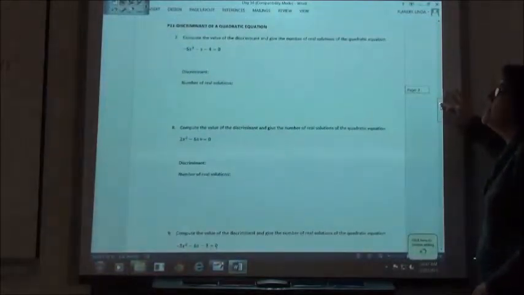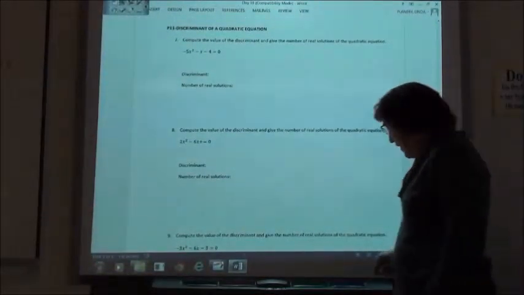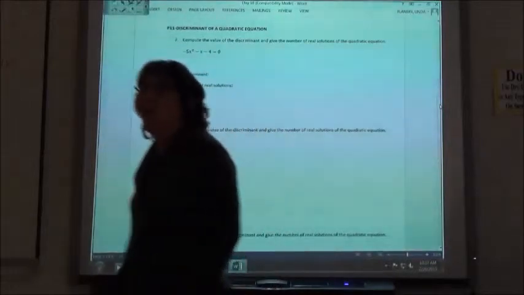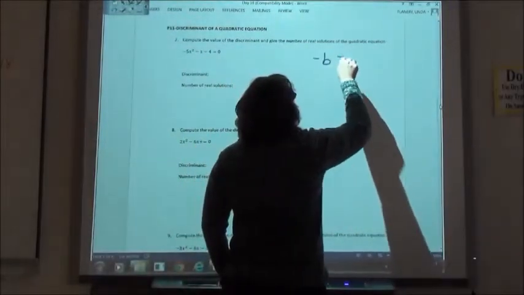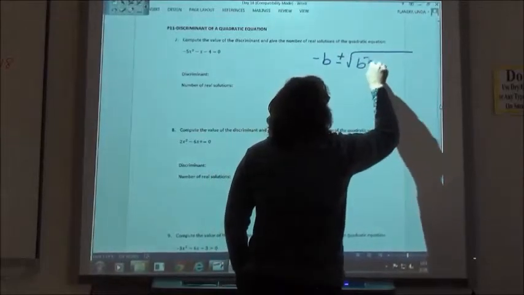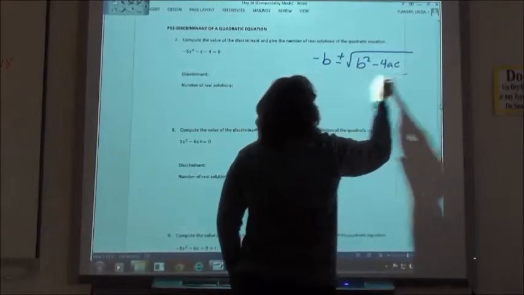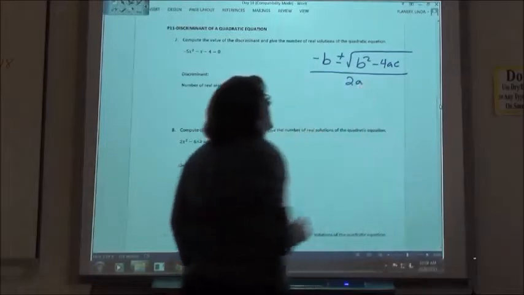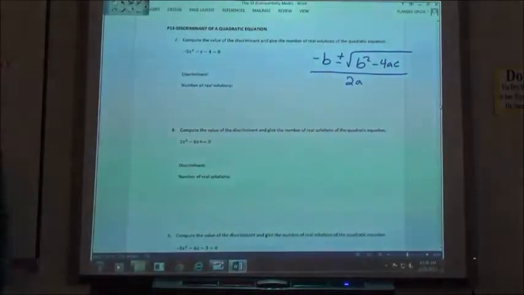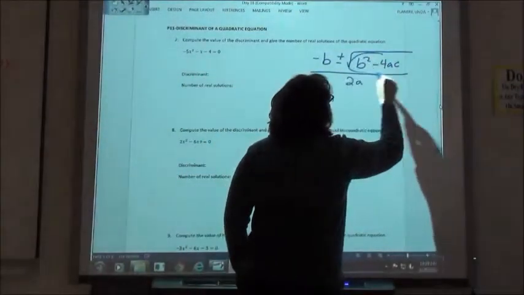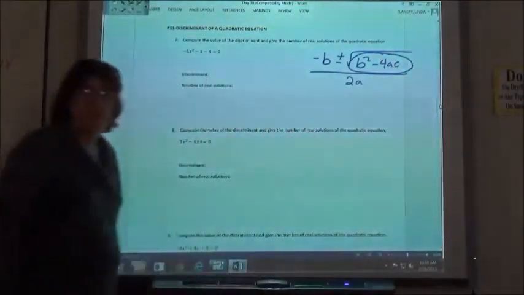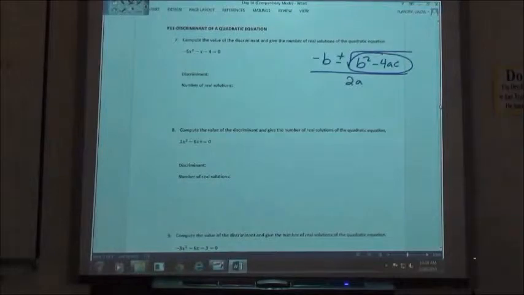7, 8, and 9 says compute the value of the discriminant and give the number of real solutions to the quadratic equation. So again, my quadratic equation was this thing here. The part of that quadratic formula that is the discriminant is the part that's underneath the square root, because it determines what kind of answers you have.